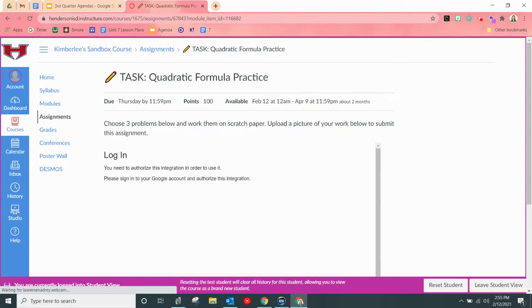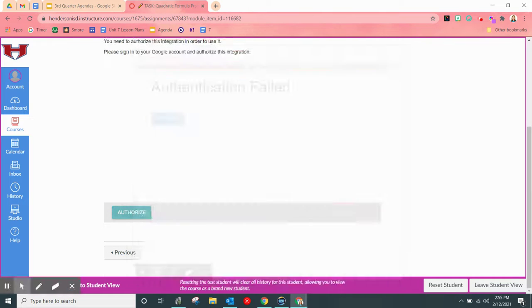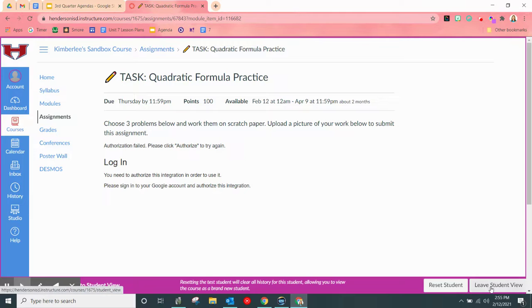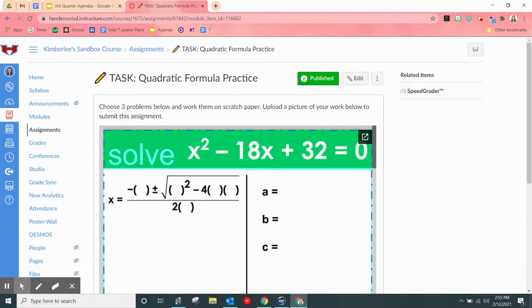Oh, it's not. Let me see. It should do this. If you get this, you may have to authorize here. If this doesn't show up for you guys, let me know, because it should be showing up right now. I'm not sure what's happening. Anyway, if you get that error, let me know. But it should be showing up for you guys like this, and have a submit button at the top. Okay. If somebody watches this and it's not showing up, email me so I can fix it. All right.